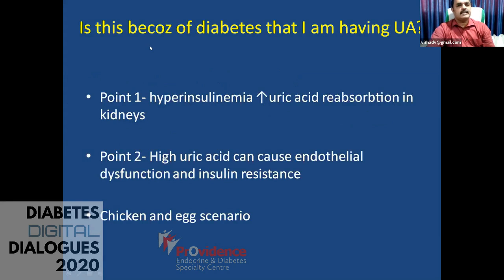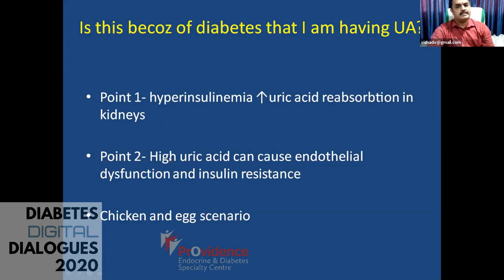And the next question that a patient can put to us is: is it because of diabetes that I am having high uric acid? We have to remember two points here. The first point is that hyperinsulinemia itself increases uric acid reabsorption in the kidneys. So high insulin levels, as in type 2 diabetes itself, can cause high uric acid levels.